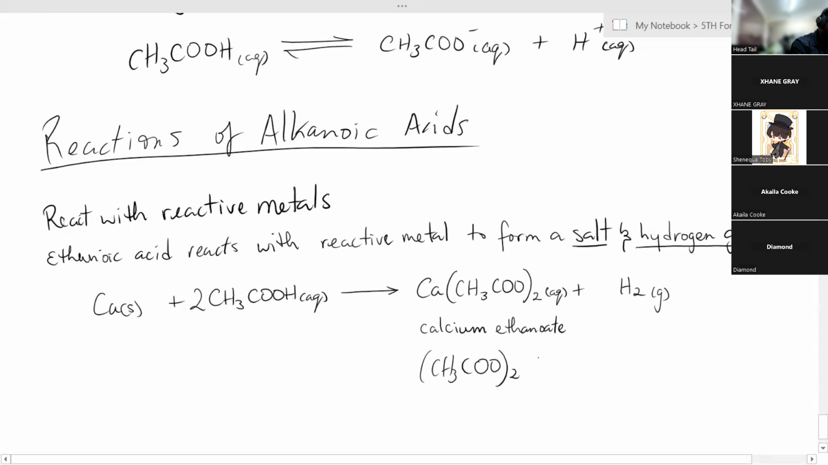In some books, you're going to see it written like this: CH3COO, and they put the 2 and they put the calcium there. The reason they did that is to show you that the metal displaces the hydrogen. It takes the place where the hydrogen was, and the hydrogen leaves as hydrogen gas, but it's the same thing.